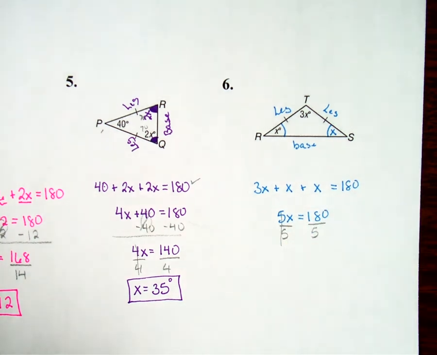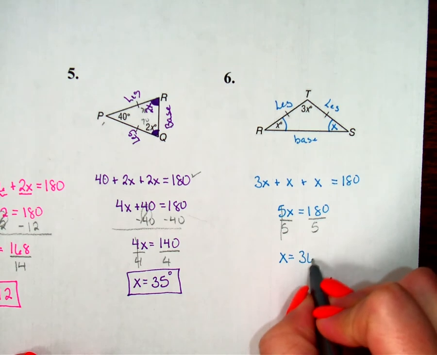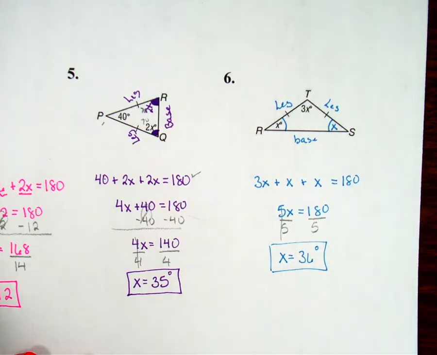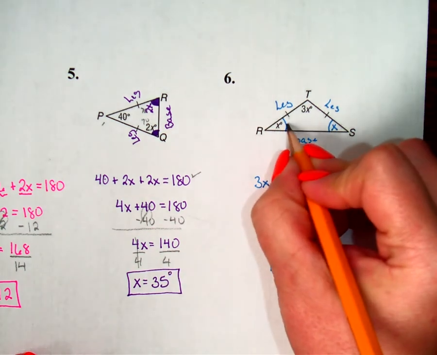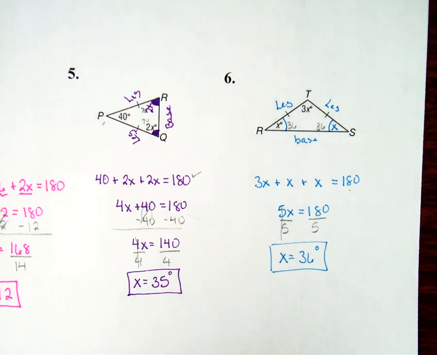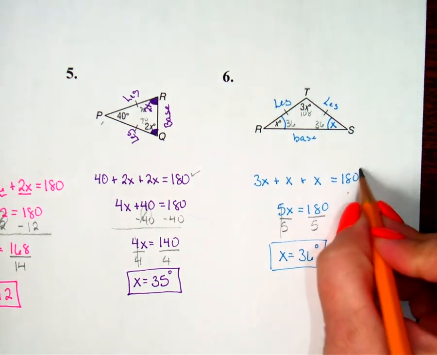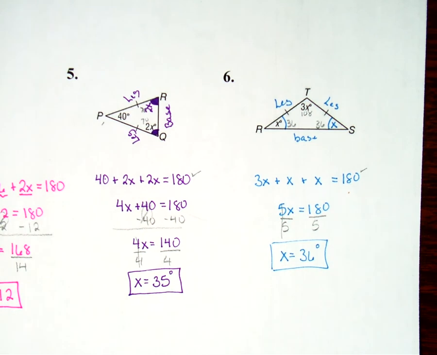Division property of equality, divide both sides by 5, and x equals 180 divided by 5 is 36. So x equals 36 degrees. I can check that. My first angle here is 36 because x is 36. This one is 36. And then 3 times 36 is 108. And then I can check that. 36 plus 36 plus 108 does equal 180. So we are good to go.